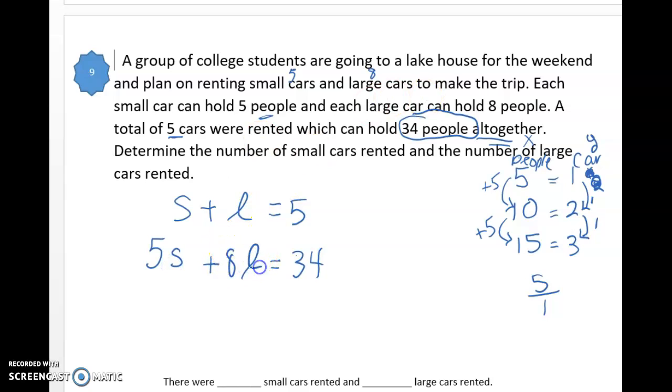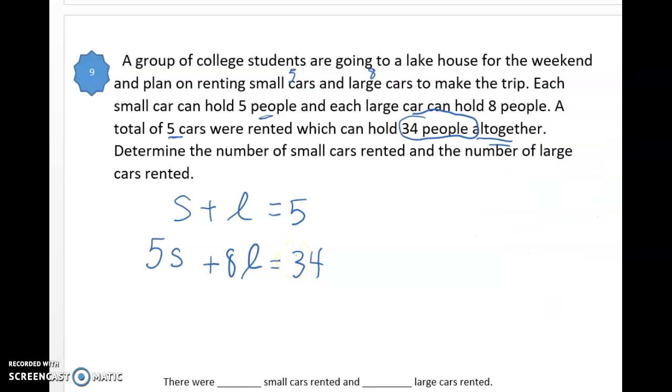8 people in a large car. So together, 5 people go in the small car and 8 people go in the large car to get a total of 34. So now that we have our 2 equations written for our systems, we can go about solving. We can solve for the amount that go in the small car, and we can solve for the amount that go in the large car.